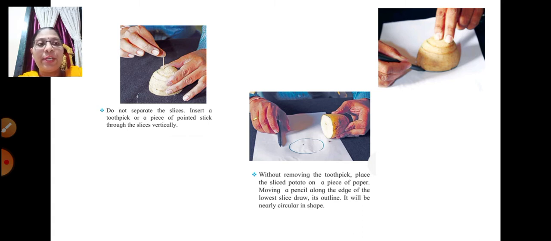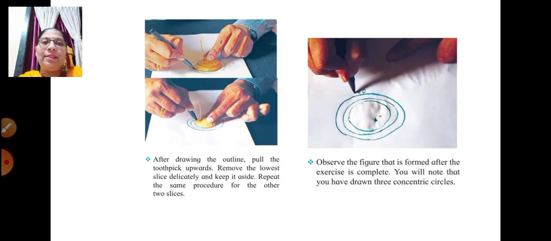So you can see the potato's flat base is put down first, and the edge of the lowest slice is drawn. So it will be basically circular in shape. Then similarly two circles were drawn. After drawing the outline of the flat base, pull the toothpick upwards, remove the lowest slice delicately and keep it aside.